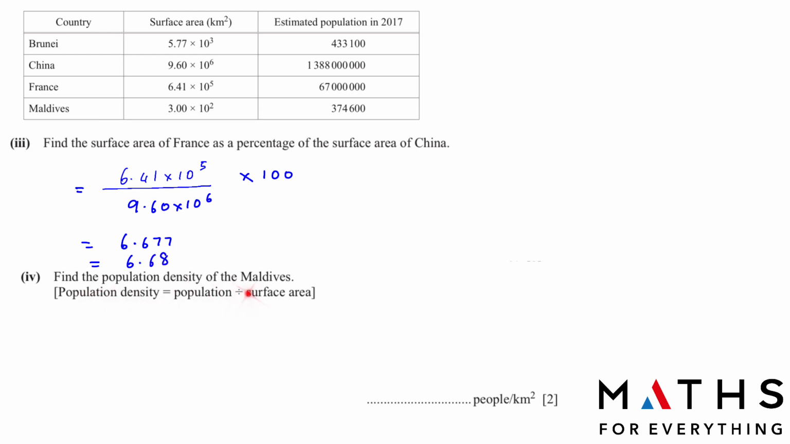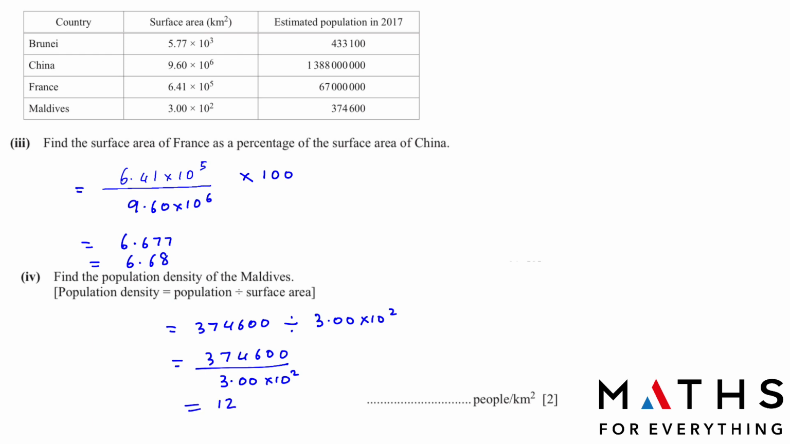Next, find the population density of the Maldives. Population density is equal to population divided by surface area. So the population of Maldives is 374,600 divided by the surface area, which is 3.00 into 10 to the power of 2. Again, if your calculator can write it as a fraction, then that's better. Just write it like that. That will give you an answer directly.